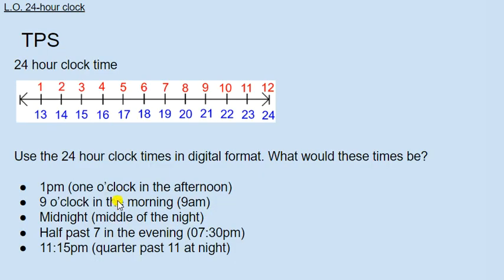We've got this one here: use 24-hour clock times in digital format. What would these times be? So 1 o'clock in the afternoon. It's not 1, it's going to be 13:00. I'm sure you've seen all that.